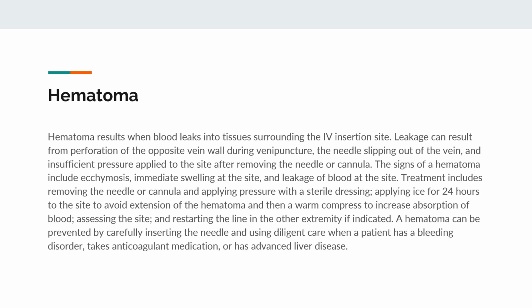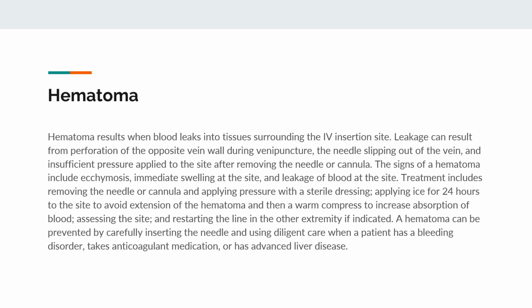Hematoma results when blood leaks into tissues surrounding the IV insertion site. It's a bruise. We've all seen it. Sometimes they can be really bad, and sometimes they can be minor, but nevertheless, it's a hematoma. So the leakage can result from perforation of the opposite vein wall during venipuncture, the needle slipping out of the vein, and insufficient pressure applied to the site after removing the needle or cannula.